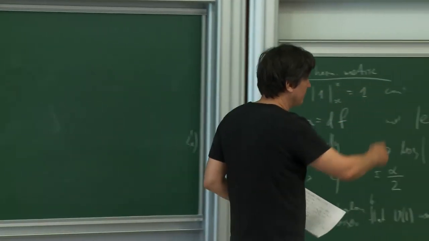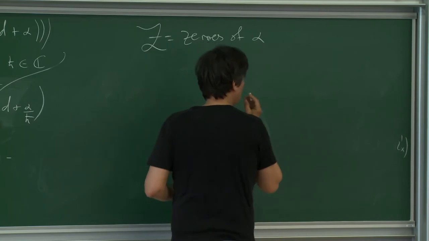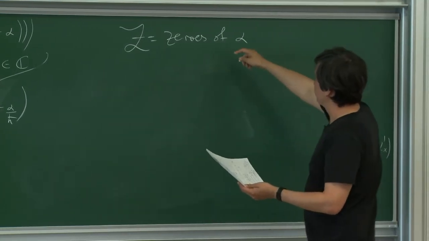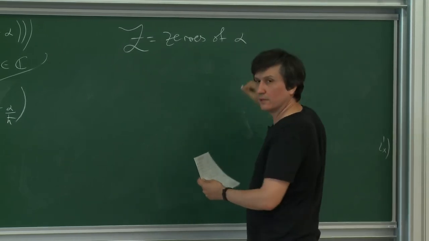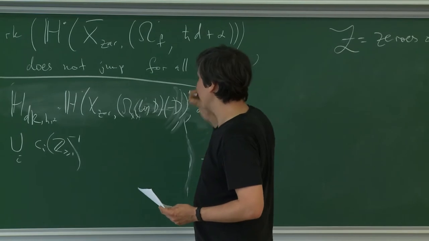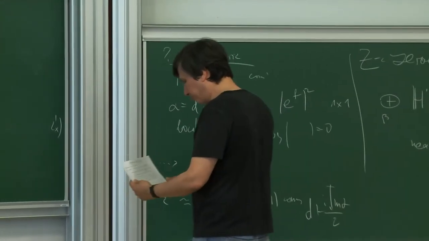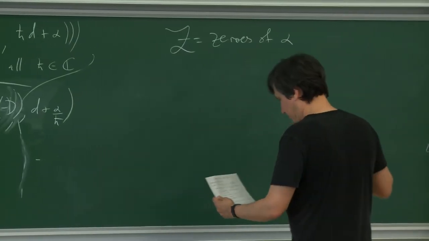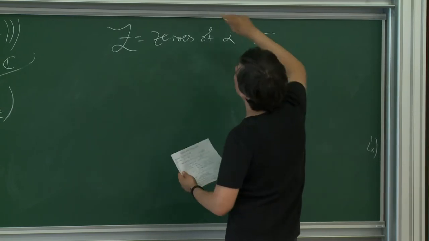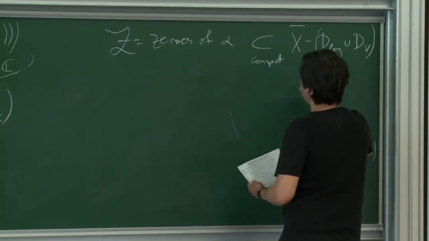Okay, so now we write Z, the union of... Z is the zeros of alpha. So are you in the general case, or do you have a simplifying assumption on the divisor? No, I mean in the general case. Okay, so now consider zeros of alpha. This theorem doesn't apply to Sabbah, because there are no logarithmic divisors. Residues, yeah, it's good. It's zero. So Z is a compact subset, because of our picture in X bar minus D log plus D vertical. It's really compact.